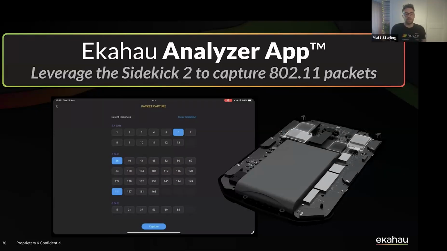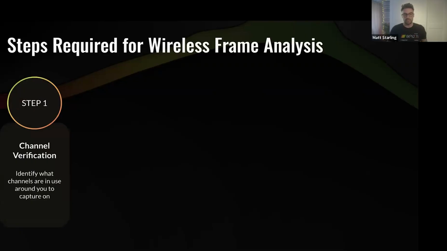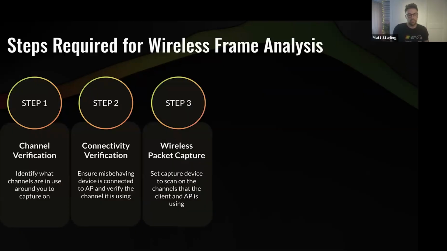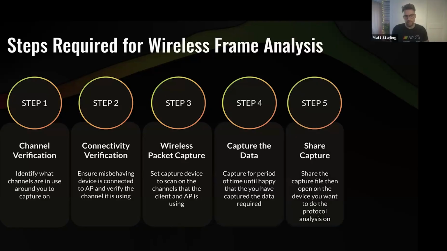gigahertz. So let me talk you through the steps required to do this kind of analysis that we needed to do. First of all, step one is I needed to verify what channels the scanner was using, and then make sure that the client device was also going to be connecting using the same channel. And then we can start doing the wireless packet capture. And once we've done the wireless packet capture, we can then share the capture to start reviewing the data.